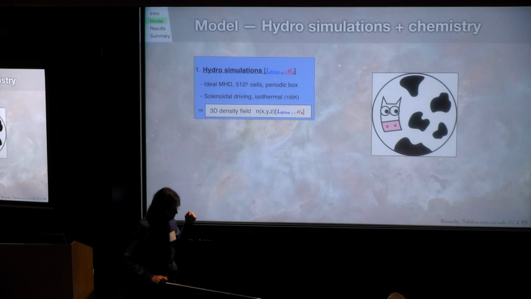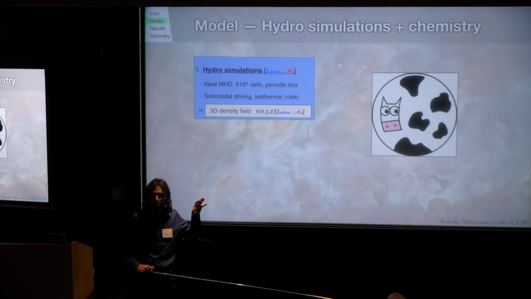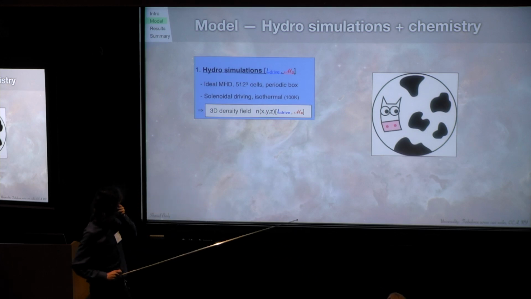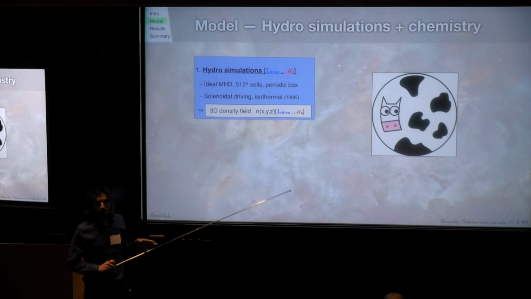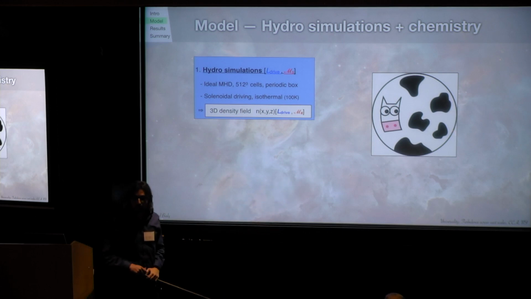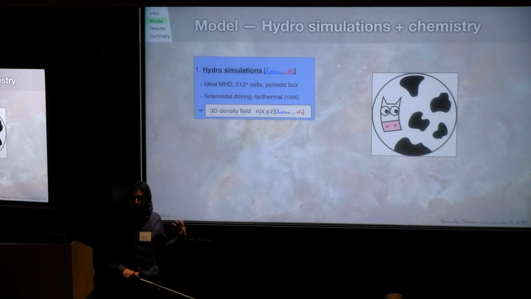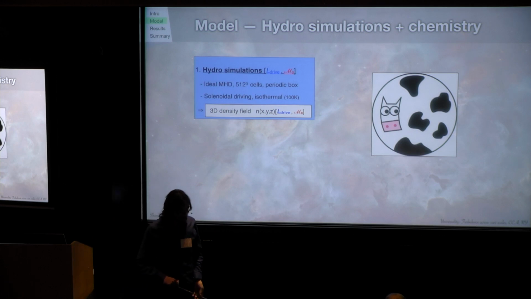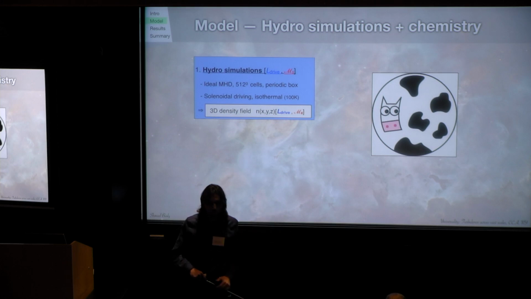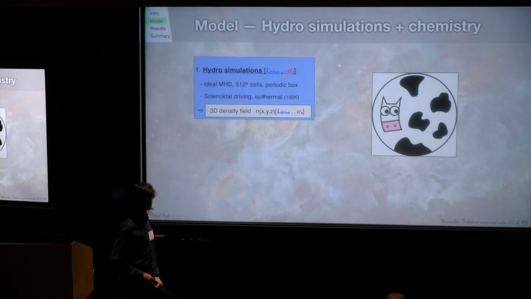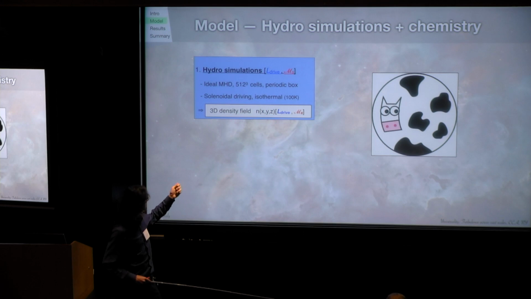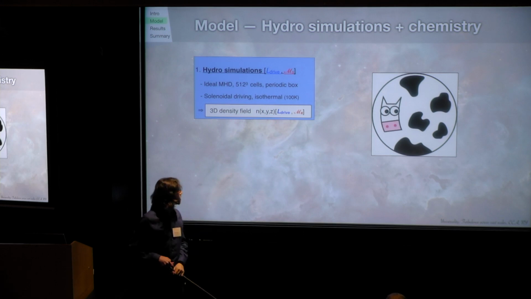So let me jump in directly to our spherical cow model. And how do we do this? What we do is run a hydrodynamic or MHD, magnetohydrodynamic, simulation box. The box is driven on large scale, and the turbulence naturally cascades to smaller and smaller scales. We have solenoidal driving and an isothermal equation of state.